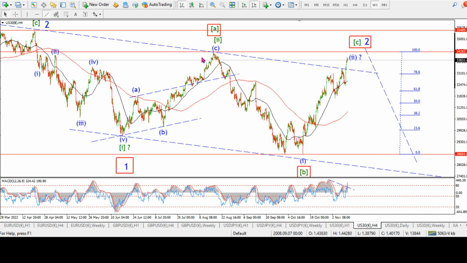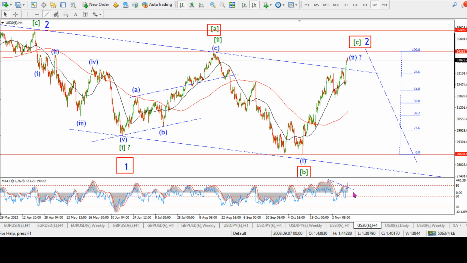Even if the alternate count is correct, if we get a break of that 34,300 level, we reverse lower pretty quickly anyway. So I'm not going to expect much more out of this either way, because I think we've come far too quickly to allow much more to happen.